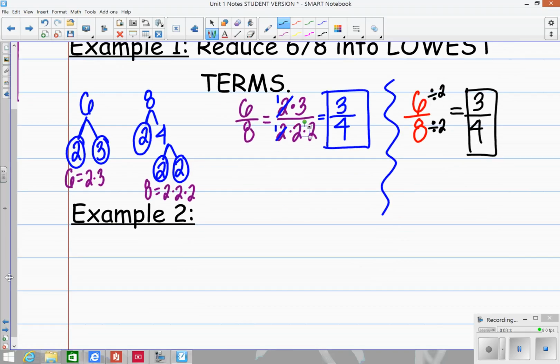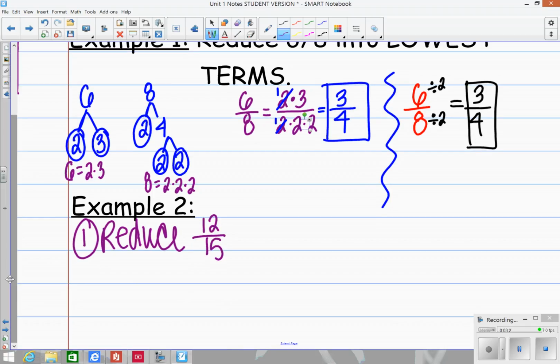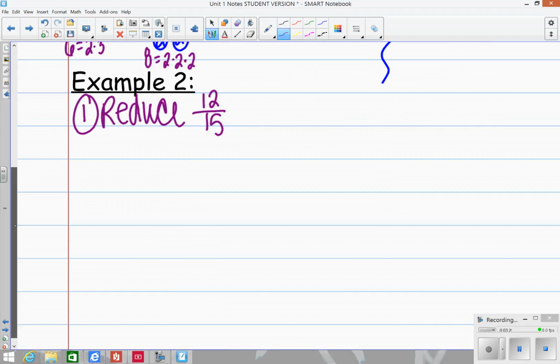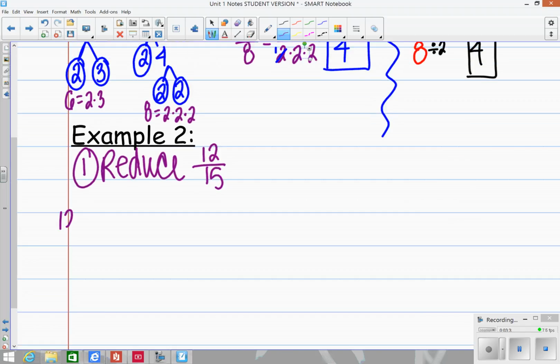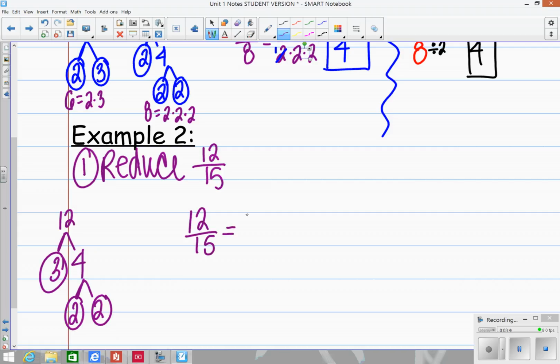So we're just going to write these in here. So I have a couple here to look at. So let's reduce 12 over 15. So I'm going to do it using the prime factorization just to review that with you. So I'm going to have 12, break that up. So 3 times 4 gives me 12. Break up 4 into 2 times 2. So up top here, so 12 over 15. 12 is really the same thing as 3 times 2 times 2.